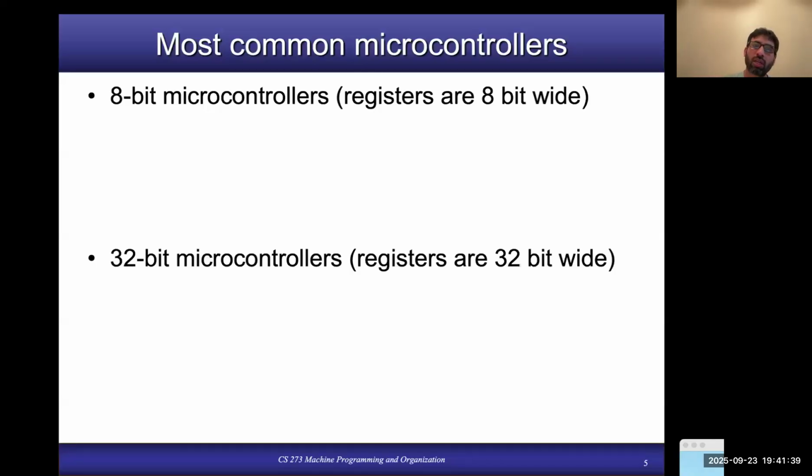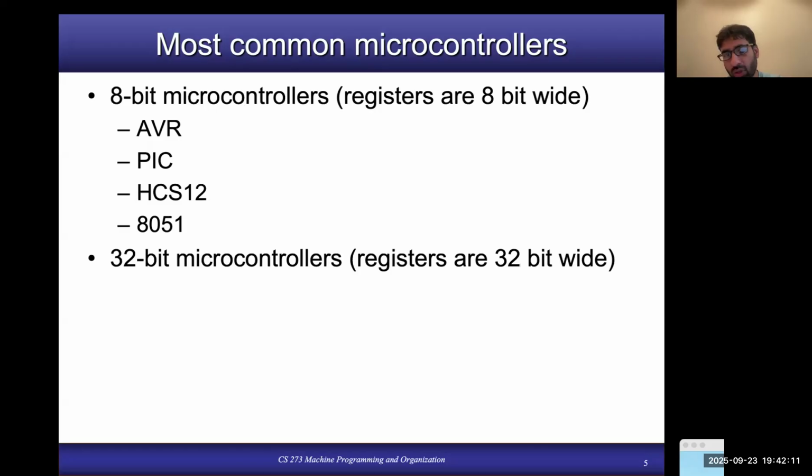Microcontrollers come in different flavors. The most popular are 8-bit microcontrollers or 32-bit microcontrollers. When we say 8-bit microcontroller, it means that all the internal registers of the microcontroller are 8-bit wide. And when we say a 32-bit microcontroller, it means that the internal registers are 32-bit wide. An example of an 8-bit microcontroller is the AVR family. Most microcontrollers within the AVR family, for example the one we are covering in this course, the ATmega328P, are 8-bit microcontrollers.